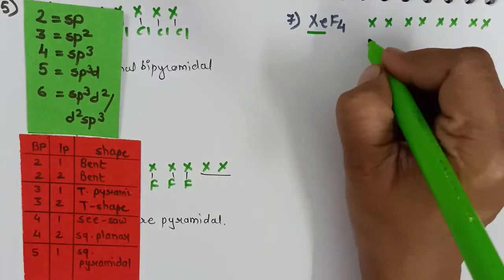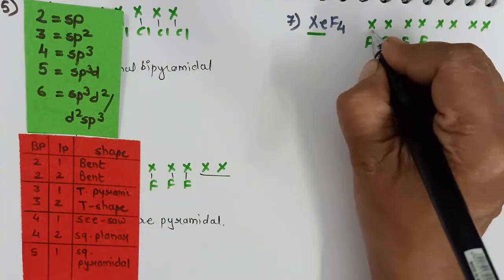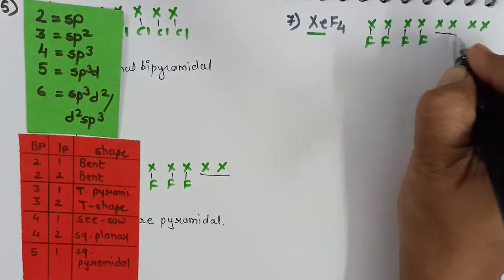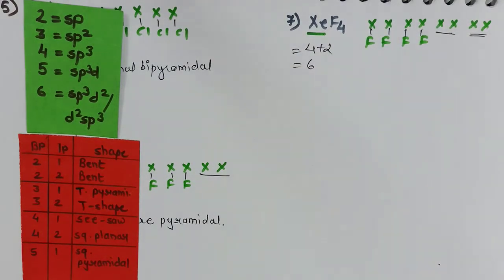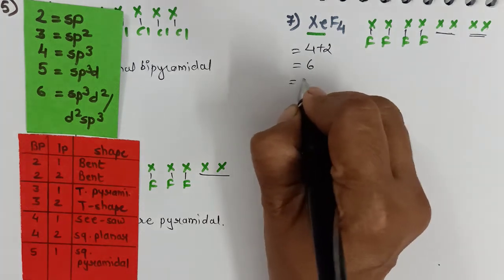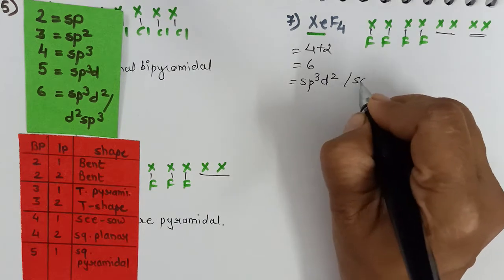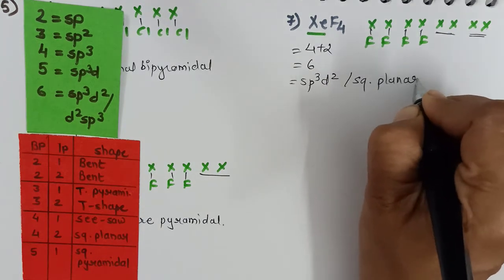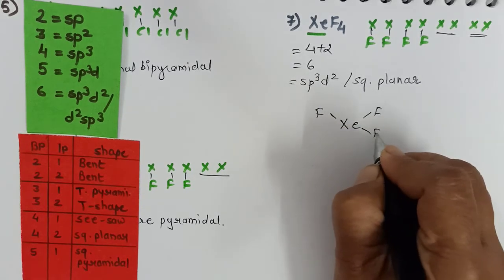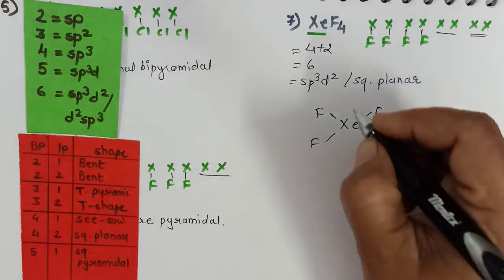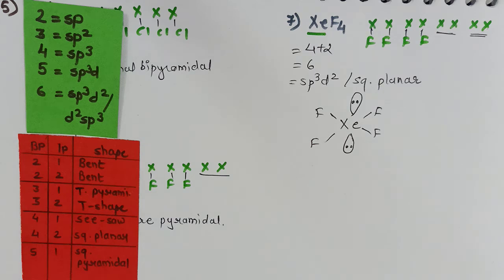Now out of these 8 electrons, 4 will form bonds with fluorine atoms. So 4 bond pairs and 2 lone pairs. So the sum becomes 6 and therefore it shows sp3d2 hybridization. With sp3d2 hybridization, again it will exhibit square planar shape, with 4 fluorine atoms occupying the corners of a square and 2 lone pairs occupying the axial positions.